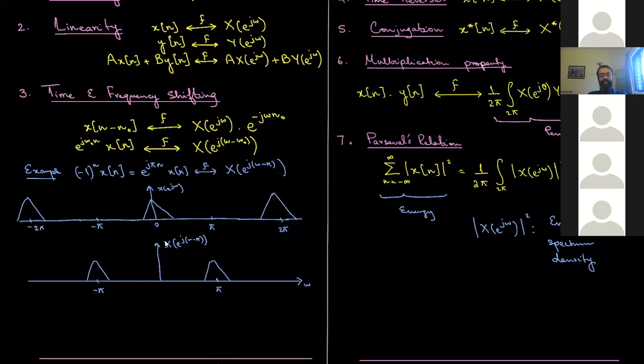All right. Now, my question to you is, if I take some signal which had a peak at pi, so a signal which was already high pass, it already had high frequency components, and I multiply that with minus 1 raised to power n, what happens then?